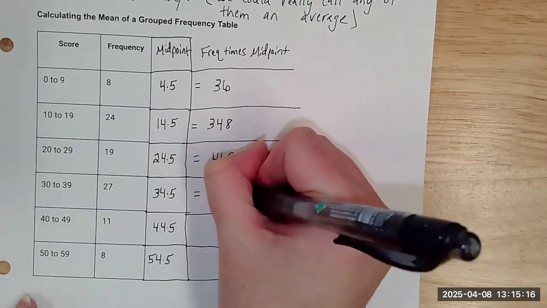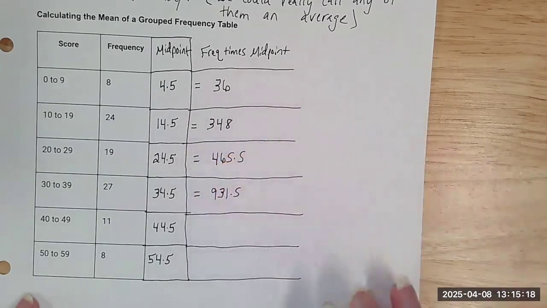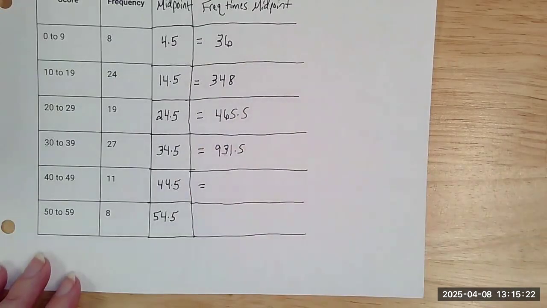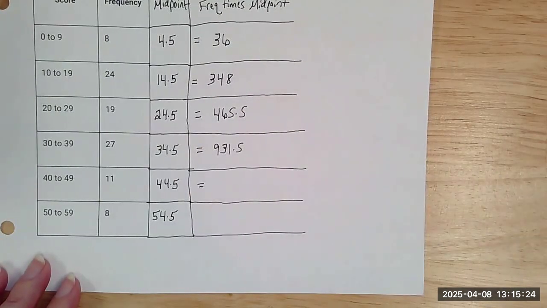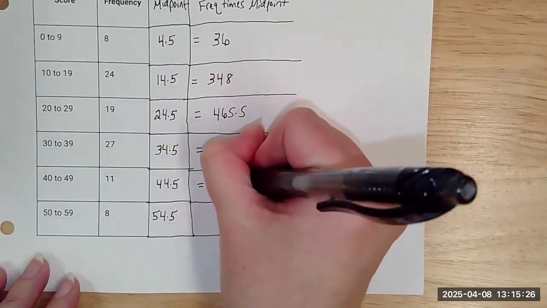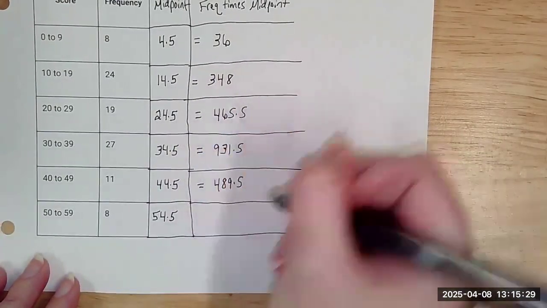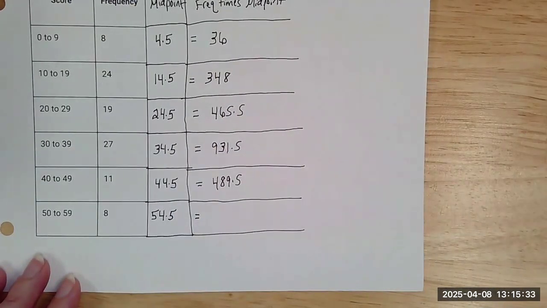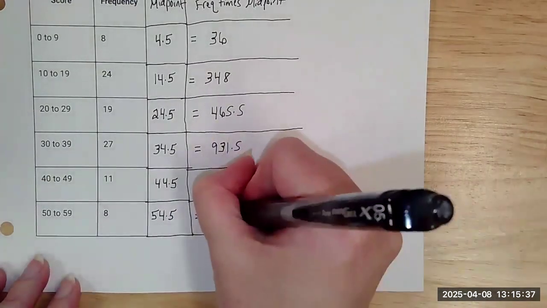That's 931.5. We got 2 more to do. I'm going to do 11 times 44.5. 489.5. And our last one, 8 times 54.5. Comes out to be 436.